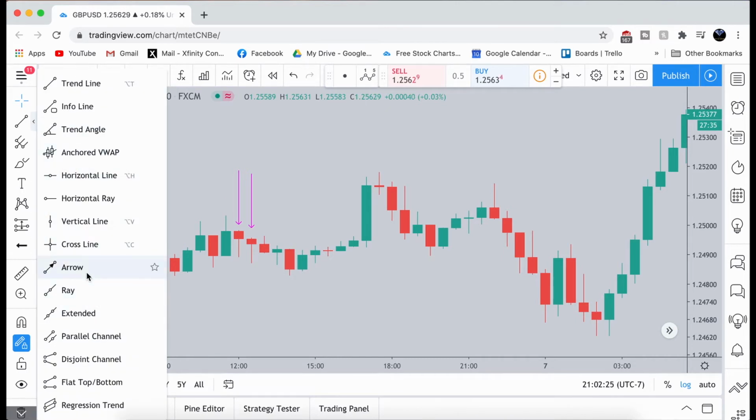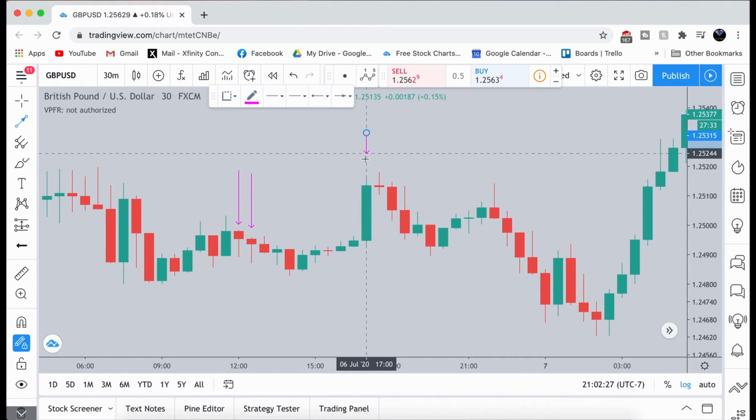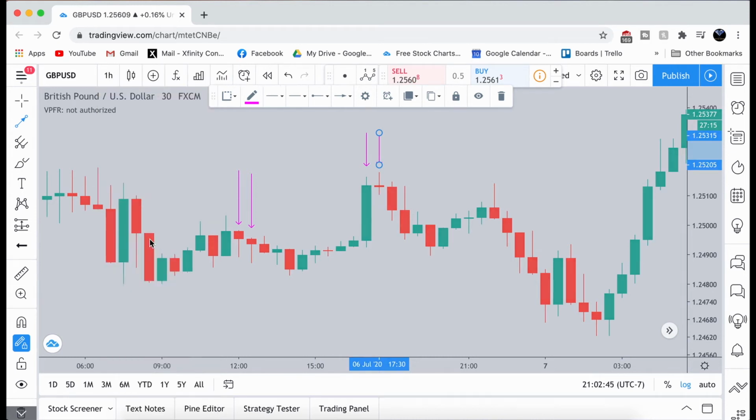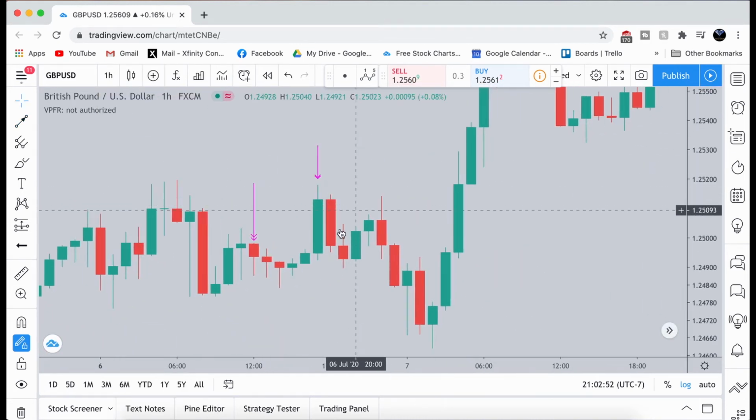Let's draw an arrow pointing to these two. Now let's jump back to the 1 hour chart. Keep in mind what it looks like over here. We have a large green bullish candle followed by a smaller red candle. Jumping back to this 1 hour chart, now what do we have there?